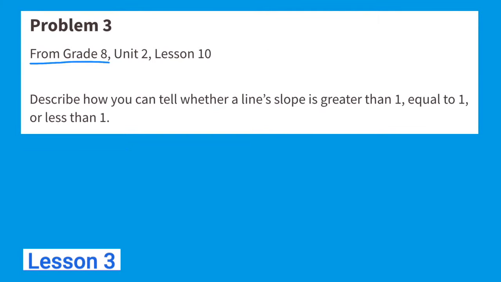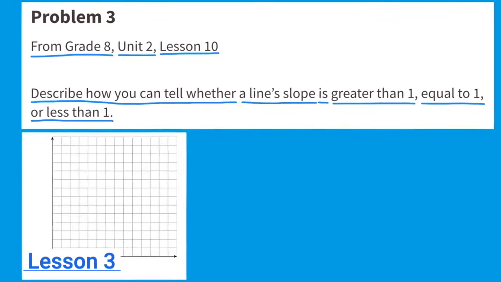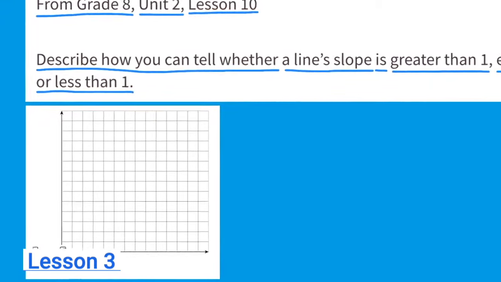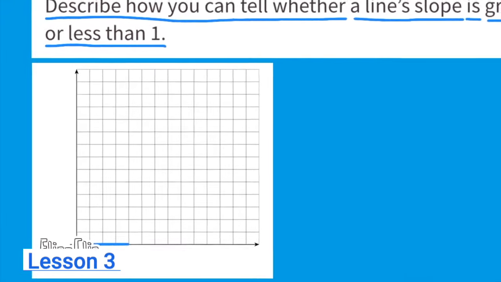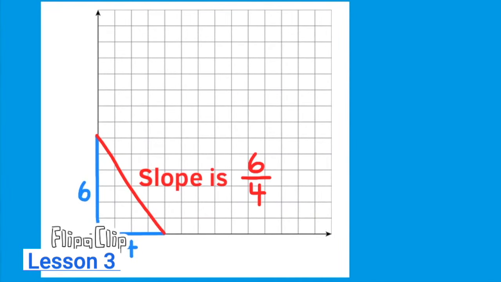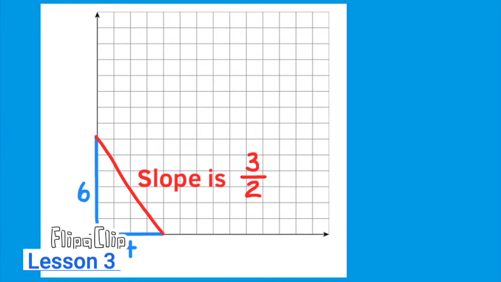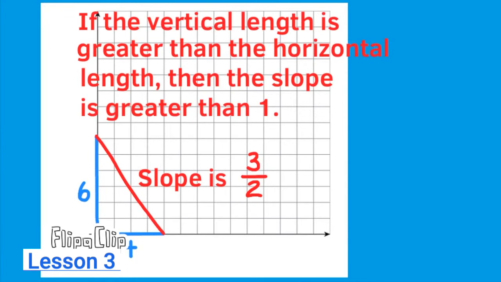Problem number 3 from 8th grade, Unit 2, Lesson 10. Describe how you can tell whether a line's slope is greater than 1, equal to 1, or less than 1. I'll use a graph to illustrate this point. Let's say that the horizontal base of a triangle is 4 units and the vertical side of the triangle is 6 units. This would create a slope of 6/4 and can be simplified or reduced to 3/2. If the vertical length is greater than the horizontal length, then the slope is greater than 1, like this example.